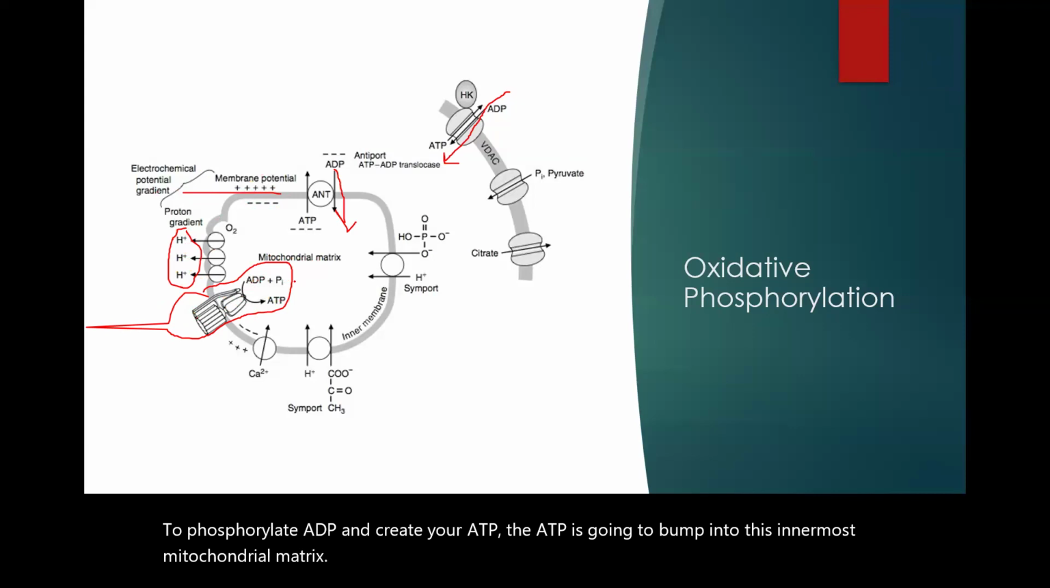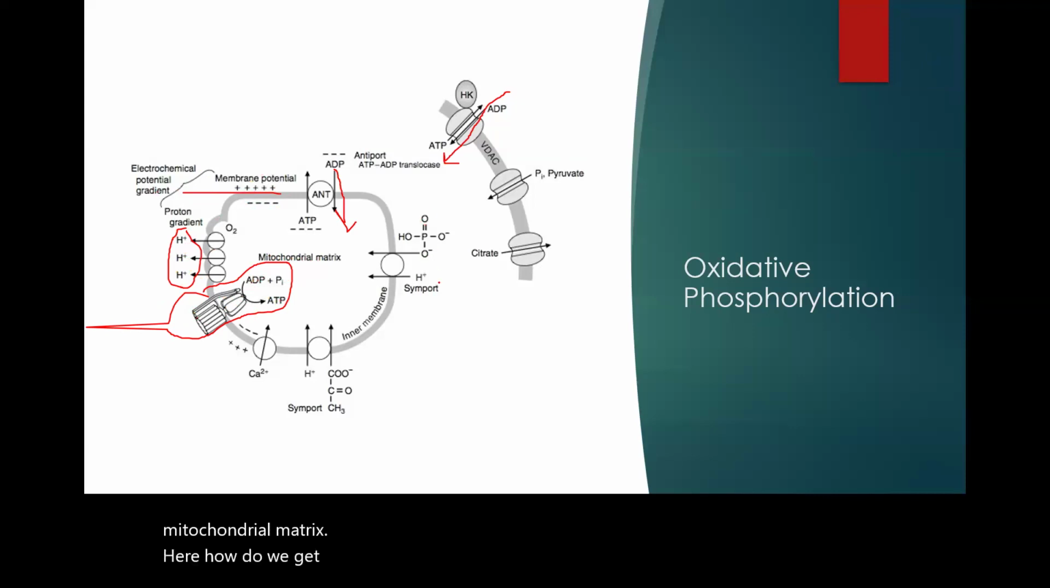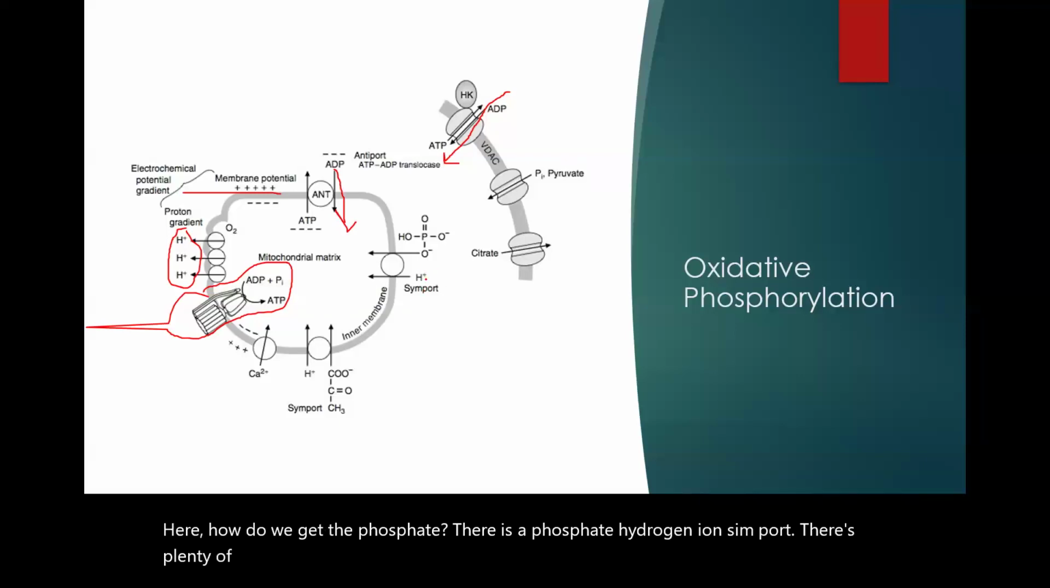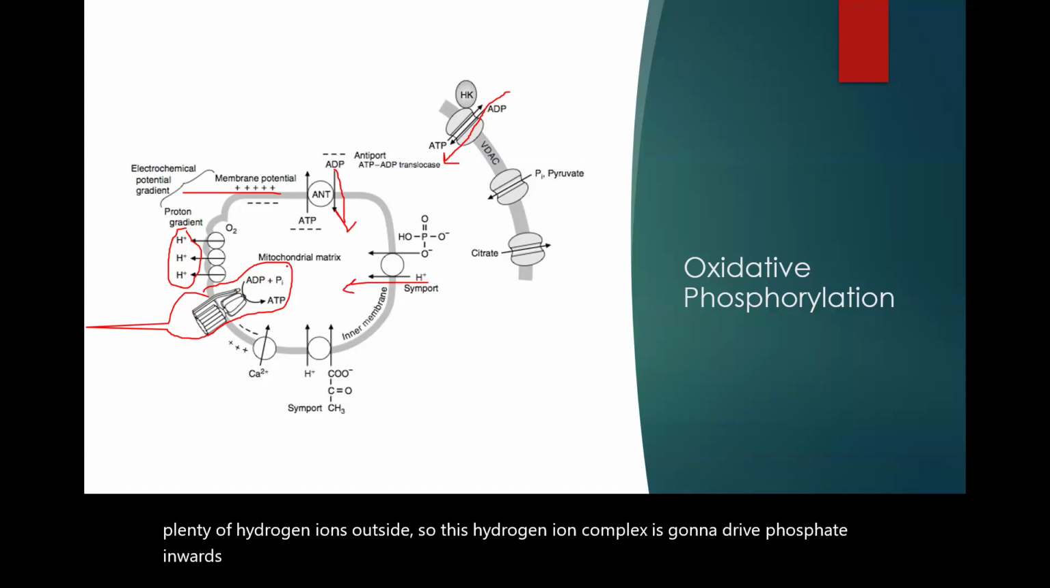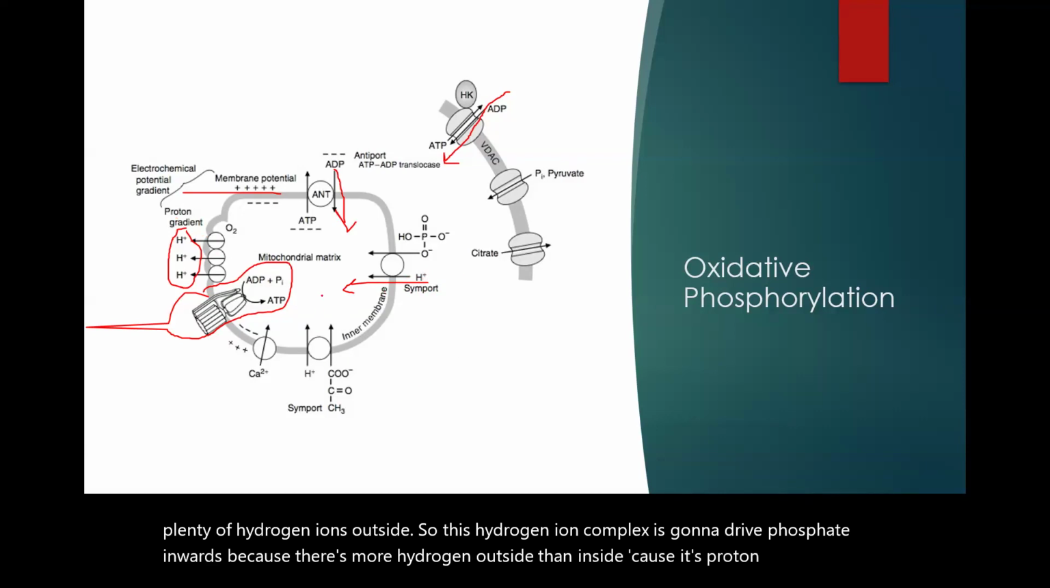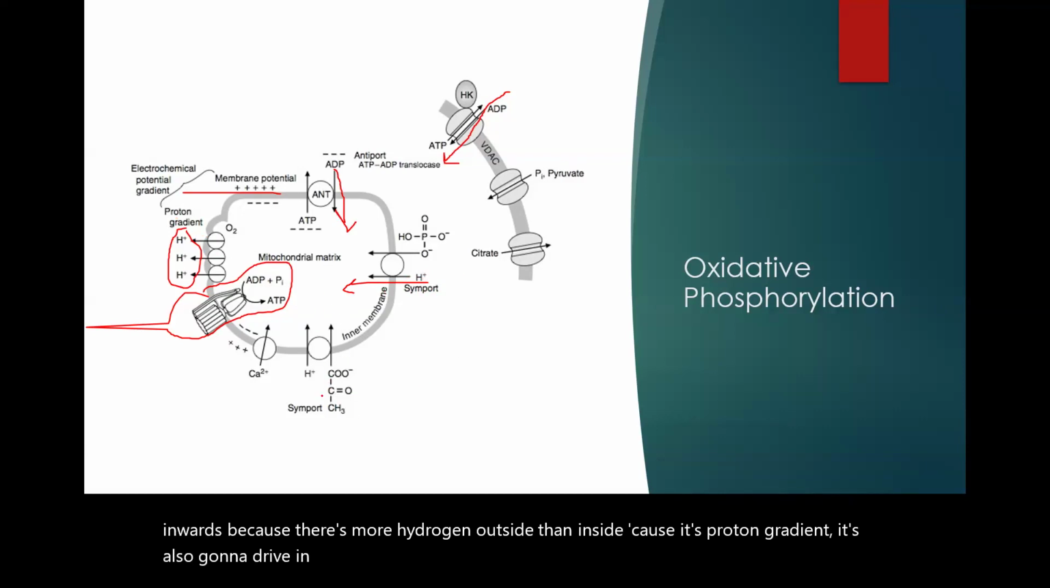The ATP is going to bump out into this innermost mitochondrial space here. How do we get the phosphate? There is a phosphate-hydrogen ion symport. There's plenty of hydrogen ions outside, so this hydrogen ion complex is going to drive phosphate inwards because there's more hydrogen outside than inside because of this proton gradient. It's also going to drive in these 3-carbon molecules. We have another symport here, and it's also going to drive in calcium.